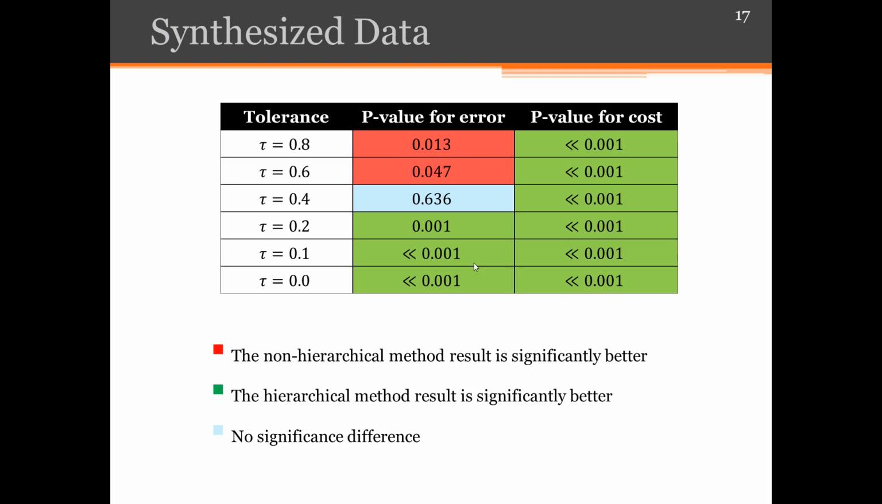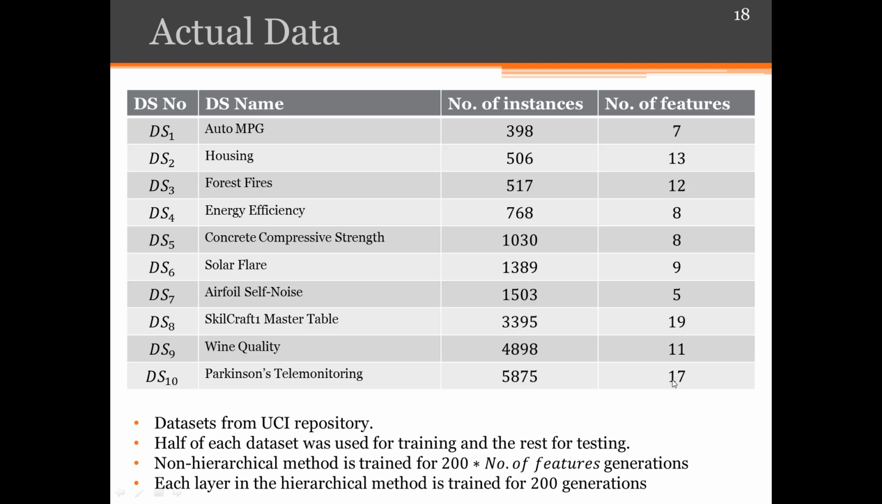So as you can see, the hierarchical method wins over the non-hierarchical method, except for these two setups where the tolerance is really high, which is when you are really tight in budget and you are willing to sacrifice a little bit of accuracy in order to have really significantly lower budget.